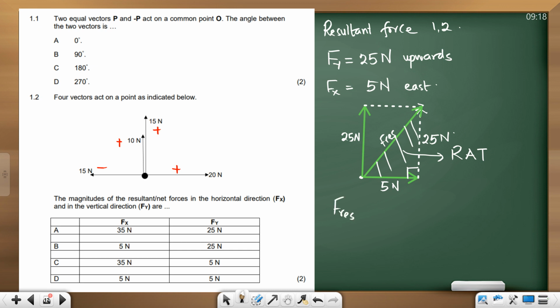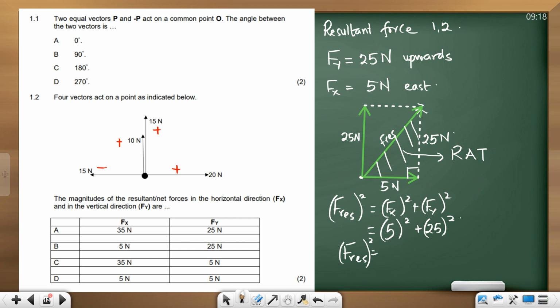So I'm using this. F resultant squared equals to what? F1 squared plus F2 squared. What is F1? Whichever one. Or let's say Fx. Let me use x and y. Fx squared plus Fy squared. What is this? 5 squared plus 25 squared. We use our calculator, right? F resultant squared. That is 25 plus 625. That should give us what? 650.